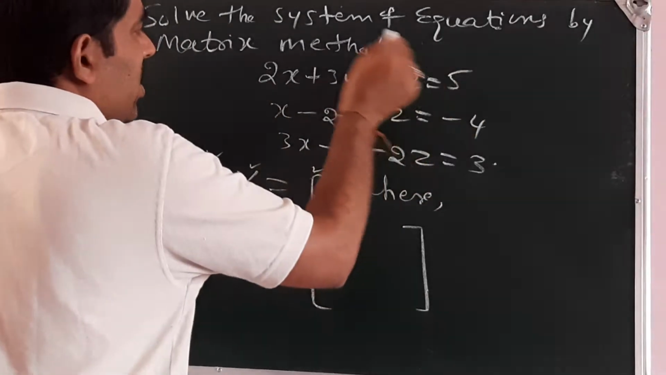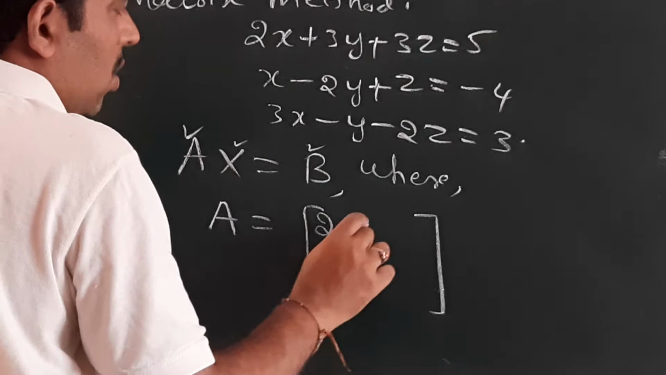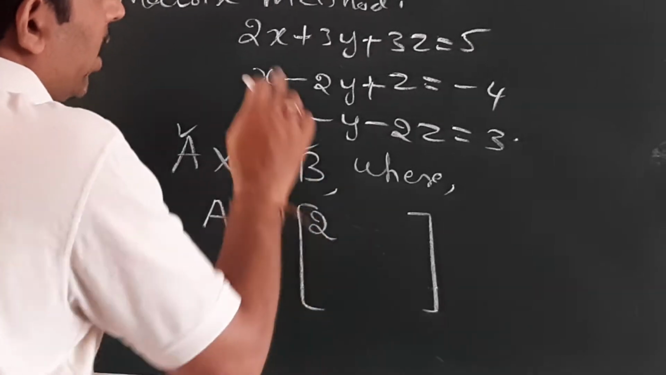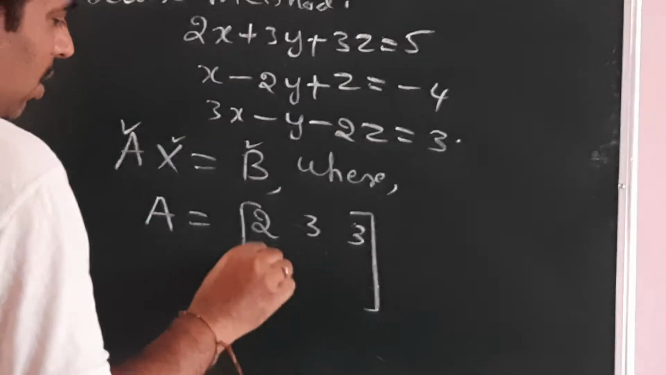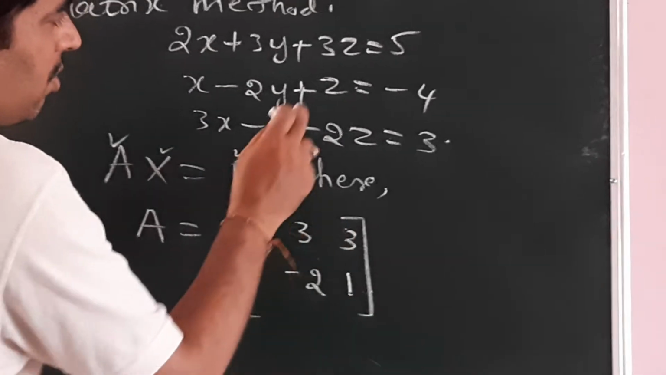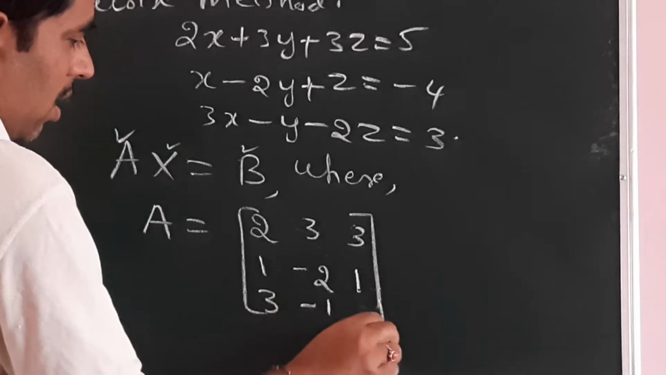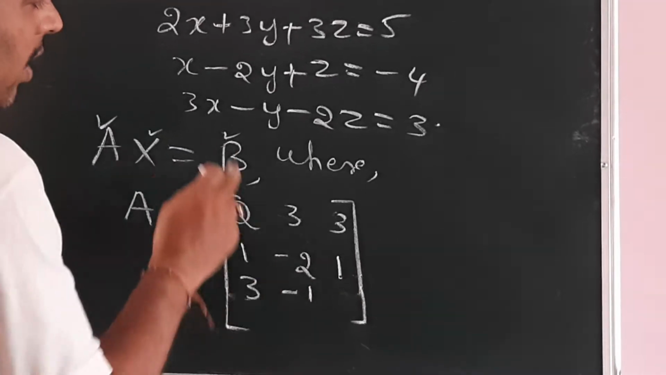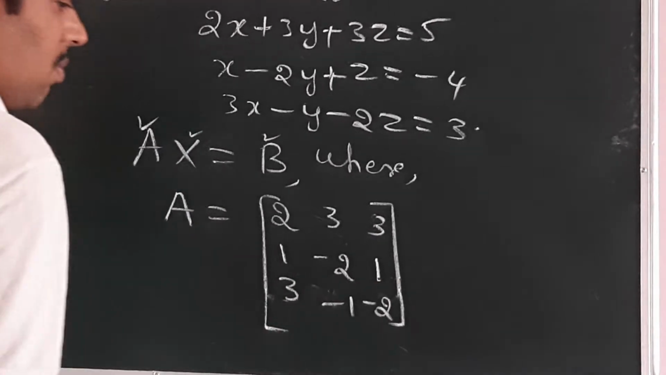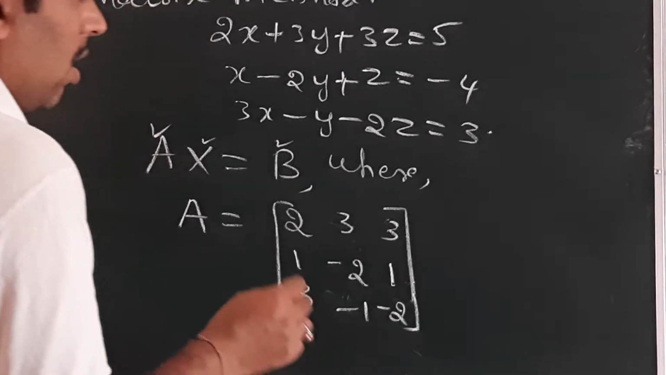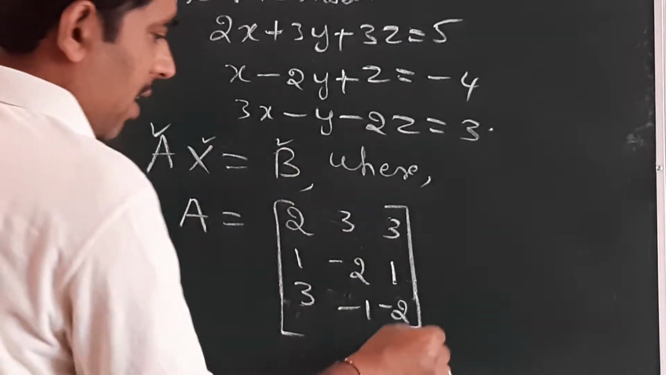So what is the first equation? 2x plus 3y plus 3z. The coefficients of x, y, z are 2, 3, 3. Then the coefficients of x, y, z in the second equation are 1, minus 2, 1. Then in the third equation, 3, minus 1, minus 2. This is our coefficient matrix.